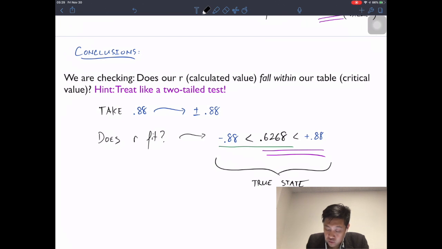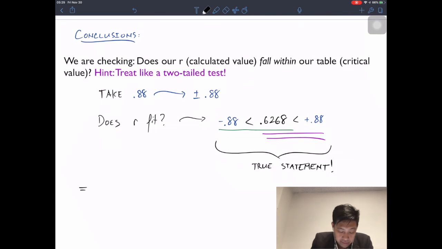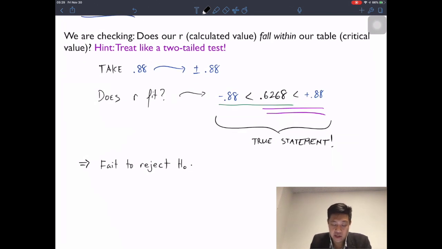So what happens when it's a true statement? When it's a true statement, we basically do the following. This implies that we fail to reject H naught. What is H naught again? Remember, you still need to make a statement about this, right? You can't simply say fail to reject H naught. That's not a good conclusive statement.